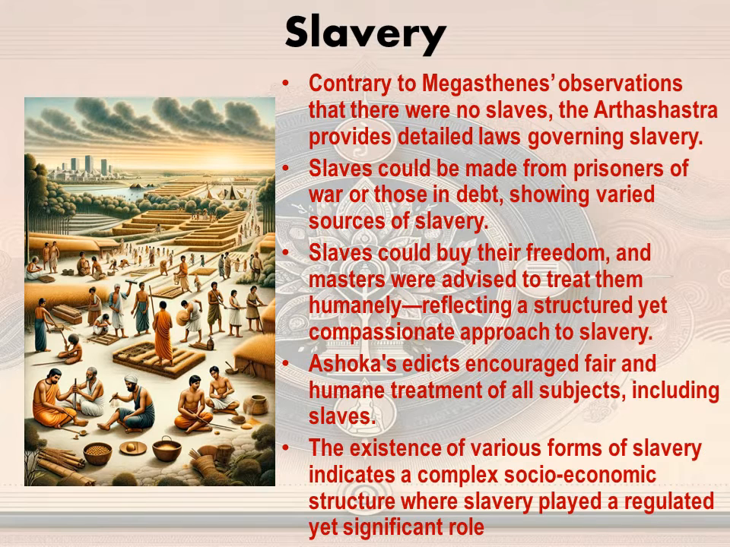The existence of various forms of slavery indicates a complex socio-economic structure, where slavery played a regulated yet significant role. So, whatever we come to know about slavery was from the Arthashastra. In Megasthenes' Indica, he has quite properly mentioned that there were no slaves in the Mauryan society.